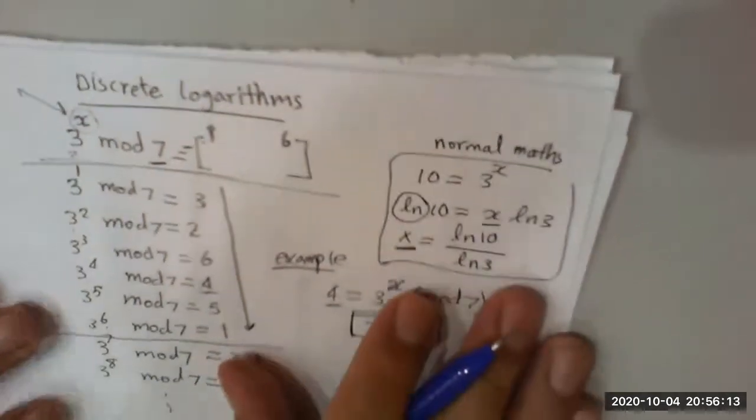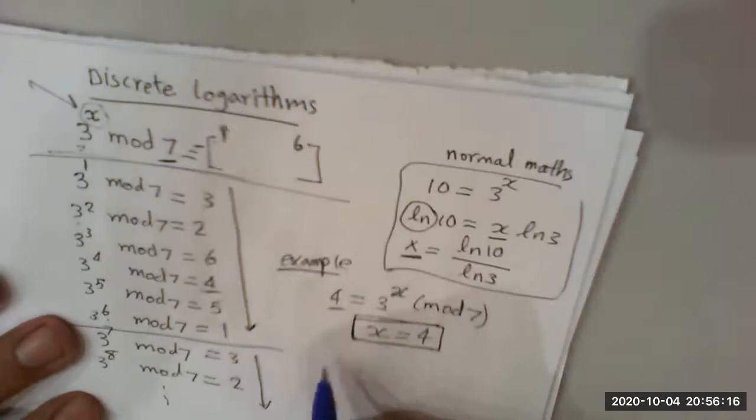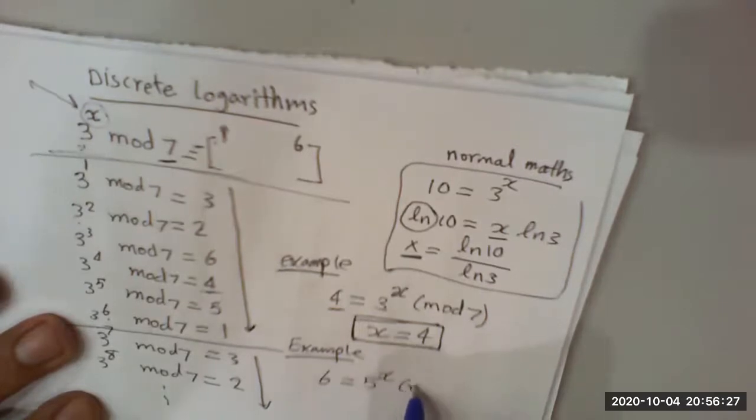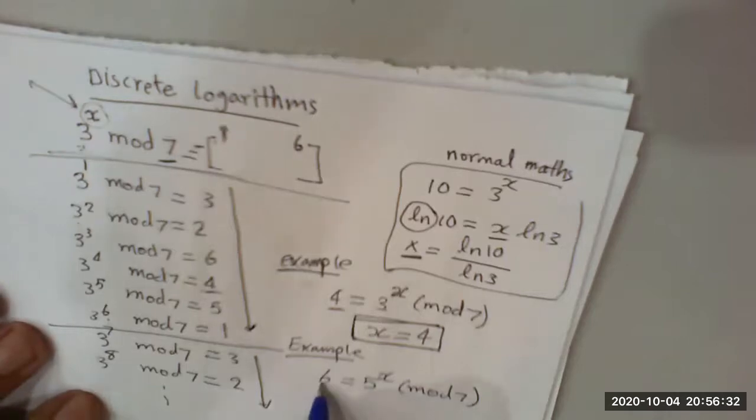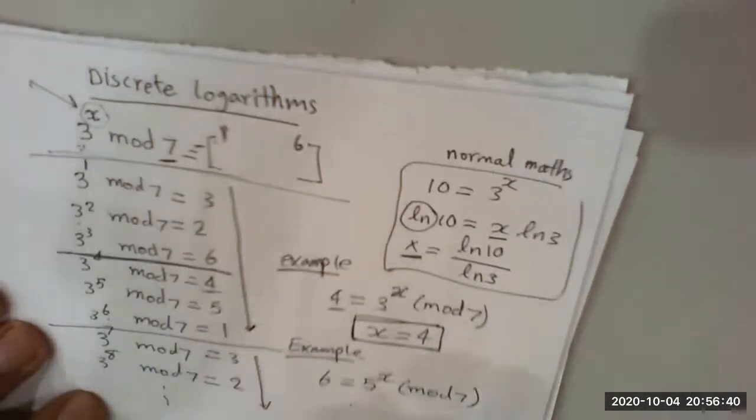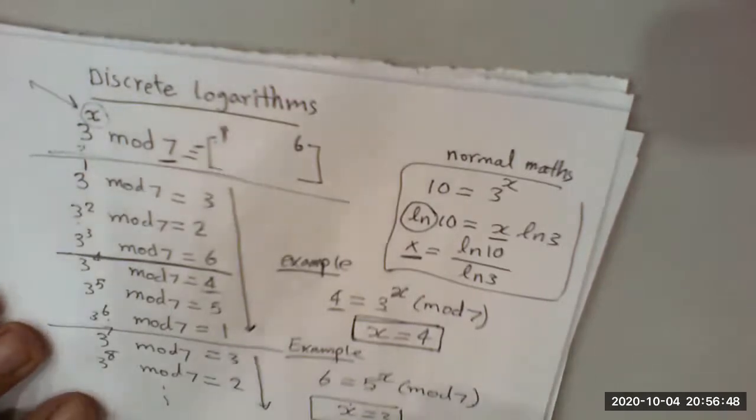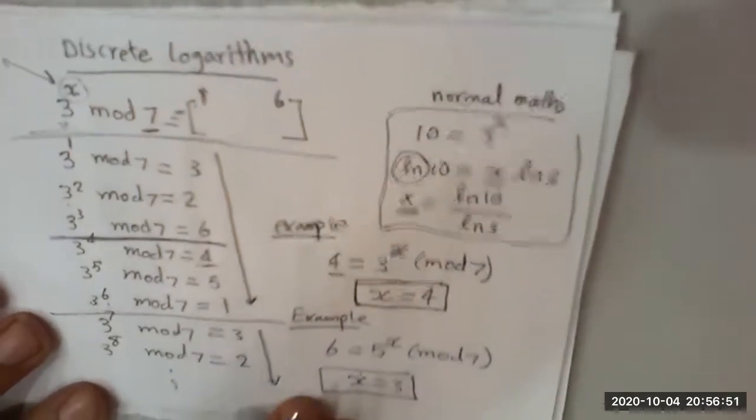Okay? And then another example. 6 equals 5 to the power x mod 7. I know that if the result is 6, this means x is 3. So this means x is 3, from where? From this one. So this is going to give me x equal 3. You can test this. It's going to give you a correct answer.